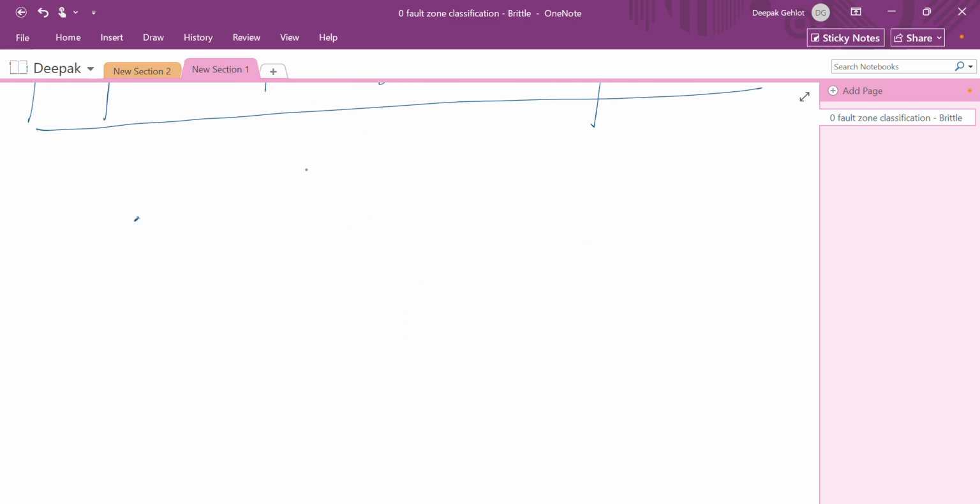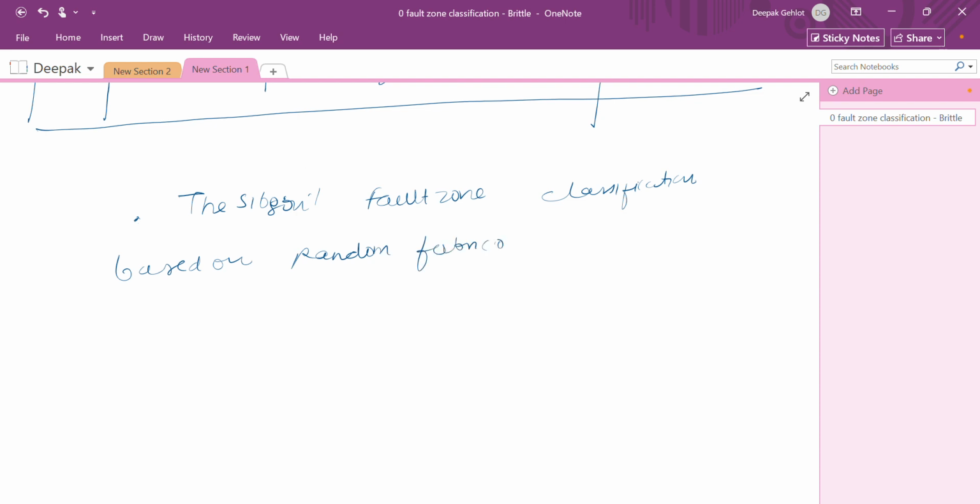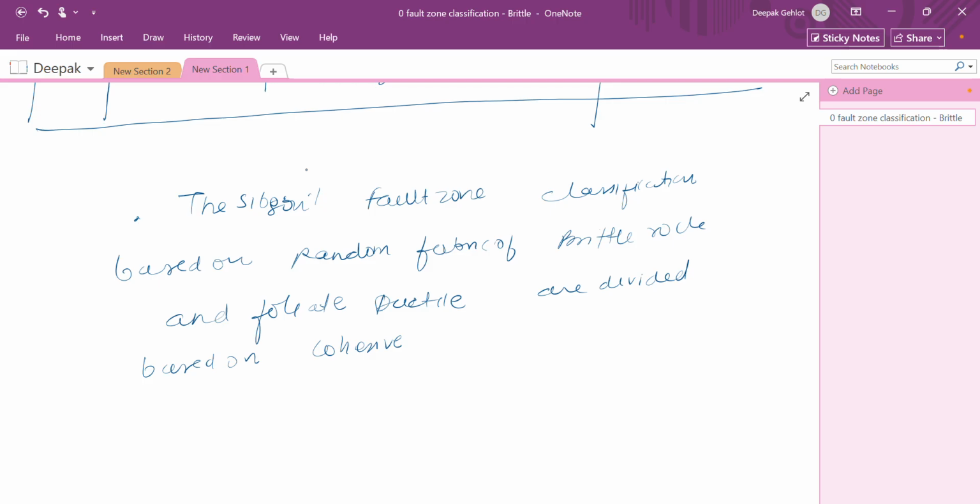So while ending the answer, we can say that Simpson's fault zone classification, based on random fabric of brittle rock and foliated ductile rock, is divided based on cohesive and non-cohesive or incohesive components. Okay, so this is how it is divided.